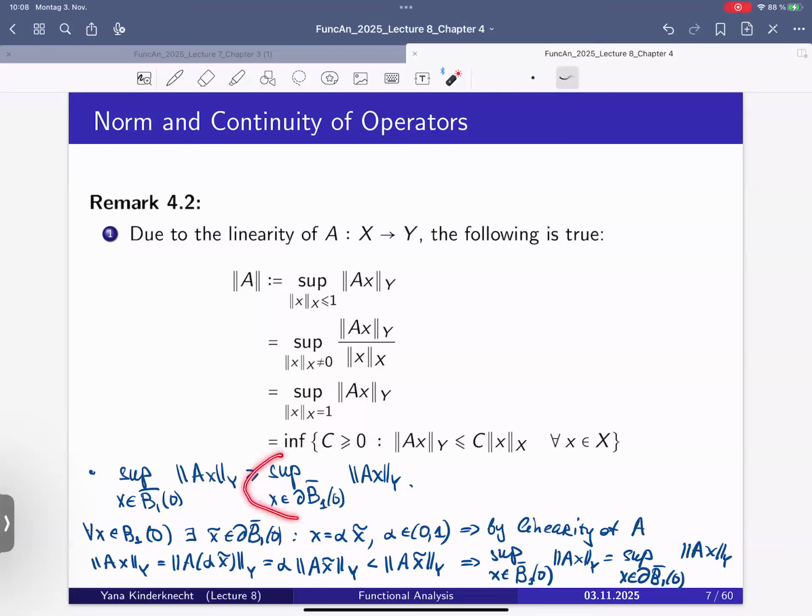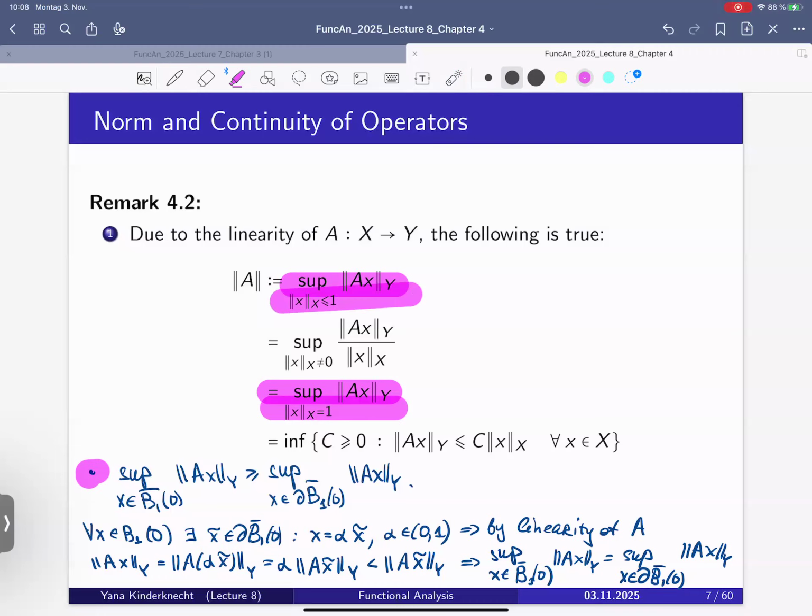So this supremum is not bigger than this supremum, but actually all that happens inside the ball is not bigger than everything that happens on the boundary. So this shows that this supremum is the same as this supremum. Do you agree, or do you have questions? I don't know what else I should say. Well, I think it's clear.